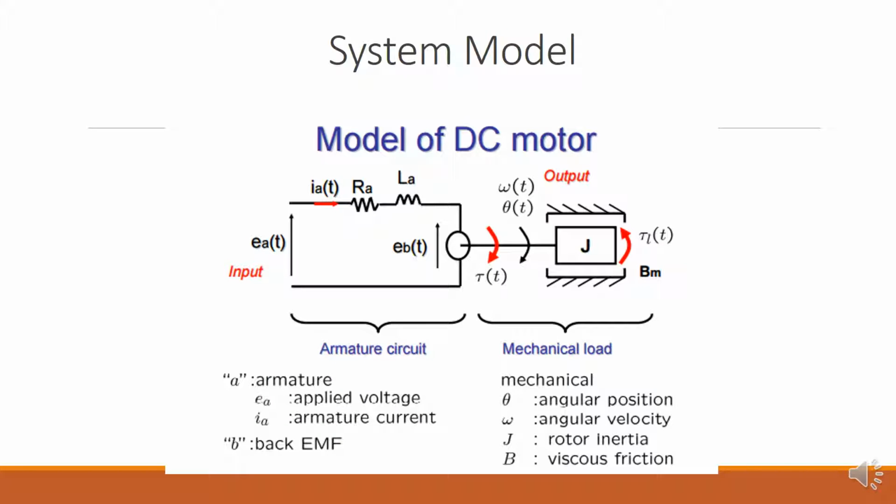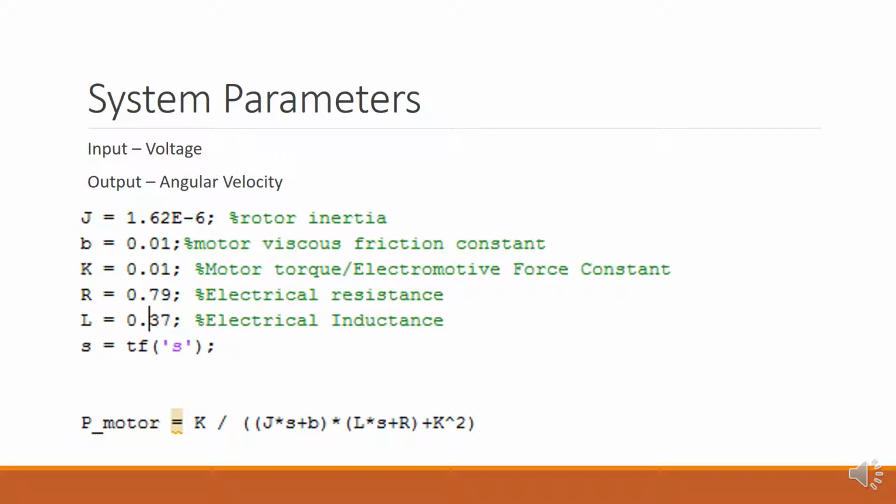This figure represents the system model of a DC motor. For the input, we have the electrical components such as voltage and current, and for the output, we have the mechanical applications such as angular position, angular velocity, rotor inertia, and friction. Our main input variable is voltage, and for output it is angular velocity.